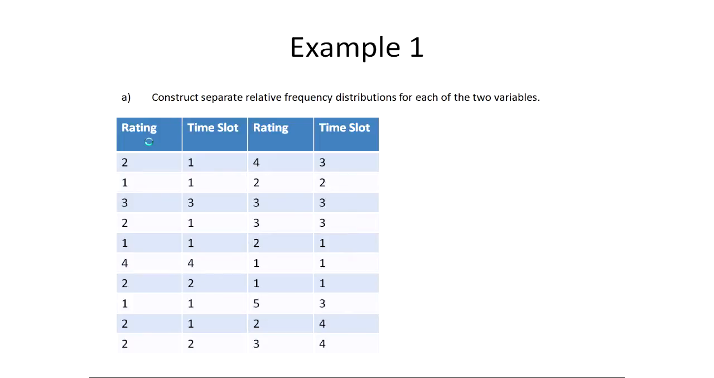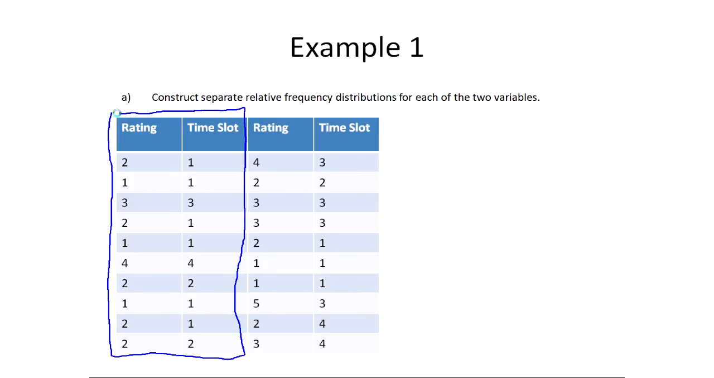So the first thing that we're going to do is construct separate relative frequency distributions for each of the two variables. Now the two variables are the time slot and the rating, and this data is set up kind of strangely. The way it works is these go together. So in other words, we really have two tables here that are compressed. So this is one part of the data set, and the second table over here is the second part of the data set. So somebody who had a time slot of 1, which was morning, gave a rating of 2. And somebody else who had a time slot of 2, which was afternoon, gave a rating of 2.